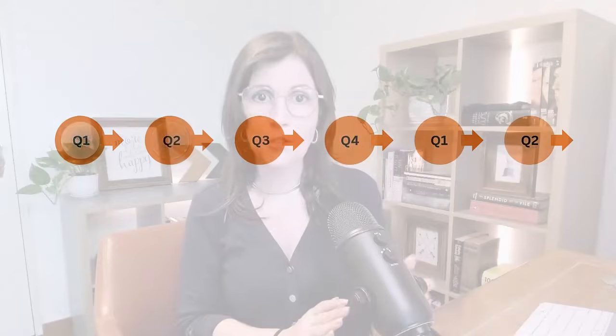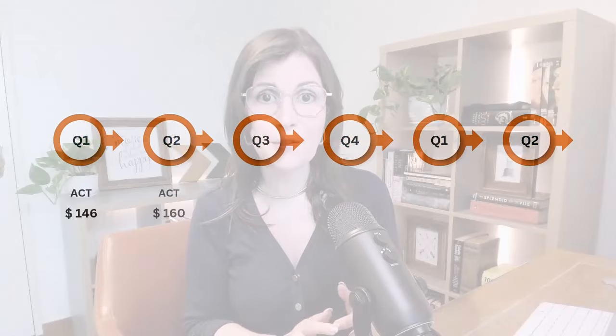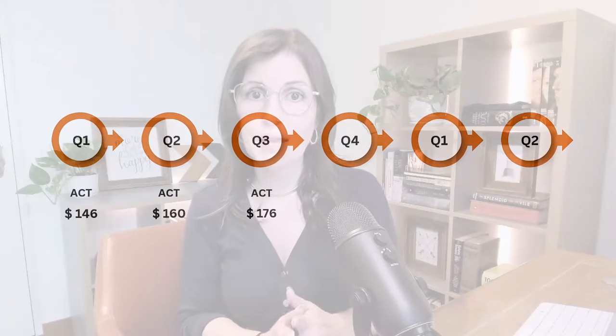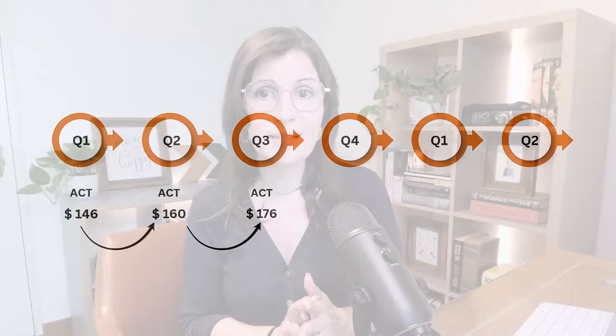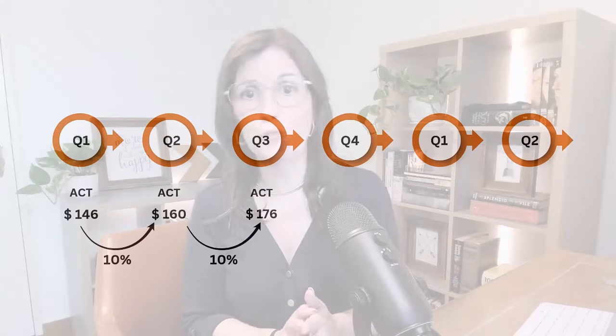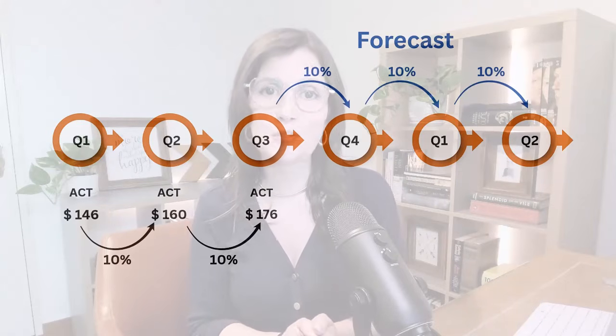Let's start with the most straightforward approach, historical trend. This one is exactly what it sounds like. You take past revenue, identify the growth pattern, and project it forward. If you've grown at a steady rate, let's say 10% quarter over quarter, you extend that into the future.